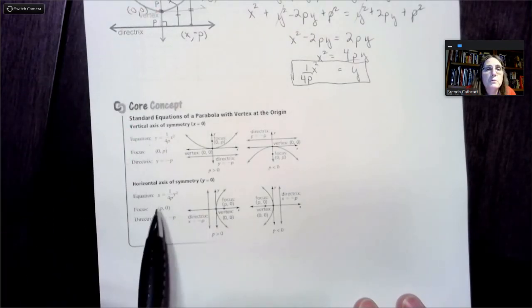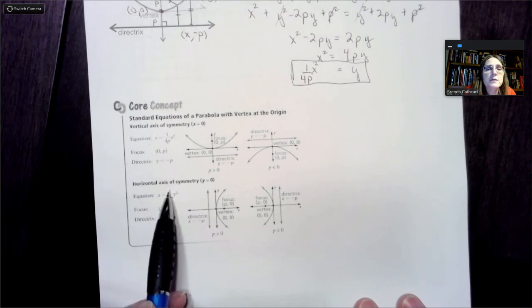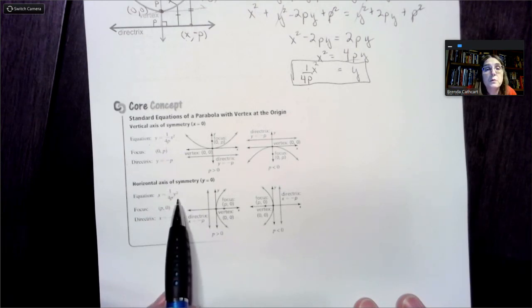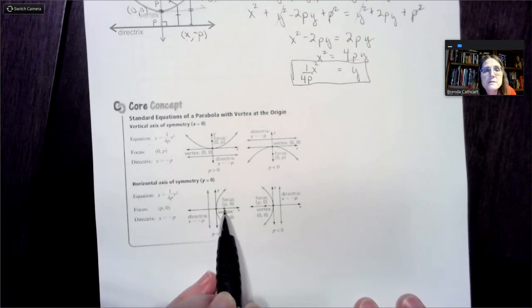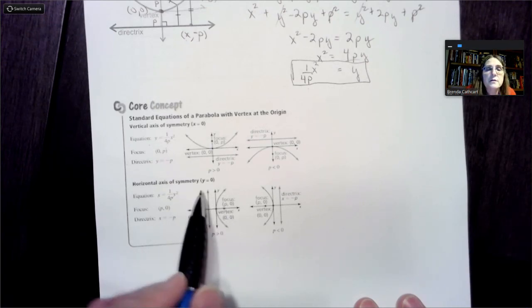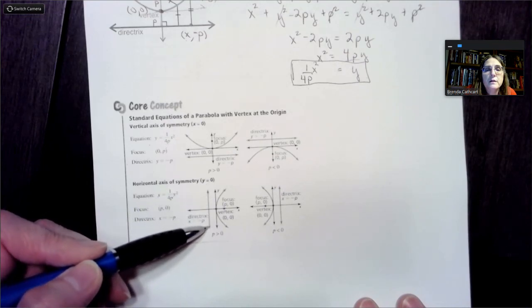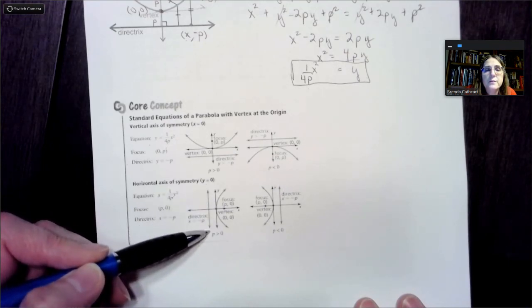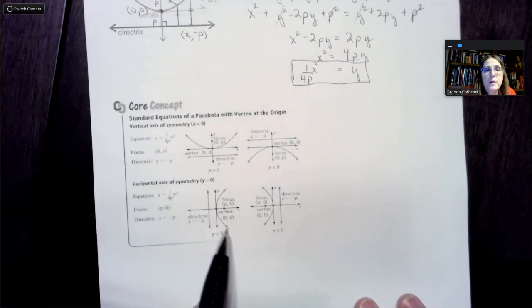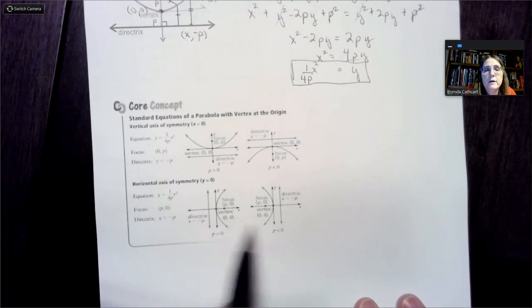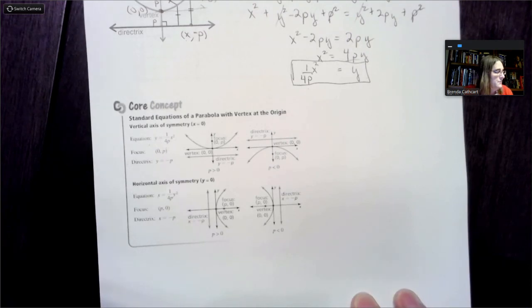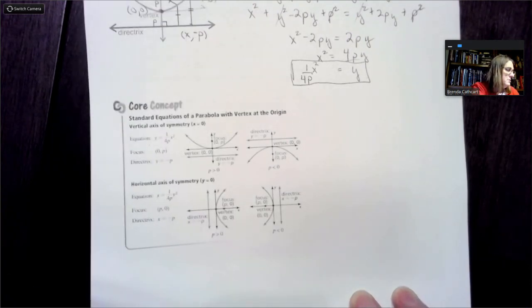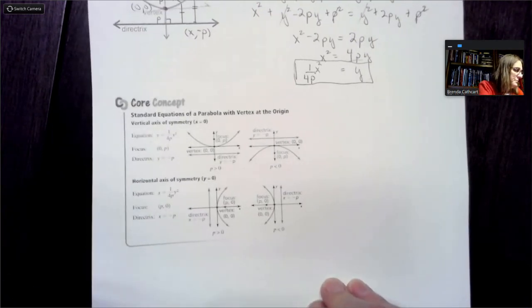Sideways, the equation looks almost the same, except it's x equals 1 over 4p times y squared. And our focus then is at (p, 0), it's on the x-axis, and our directrix is a vertical line, x equals negative p. Again, positive p, it opens to the right. Negative value for p opens to the left. So let's do an example with that.